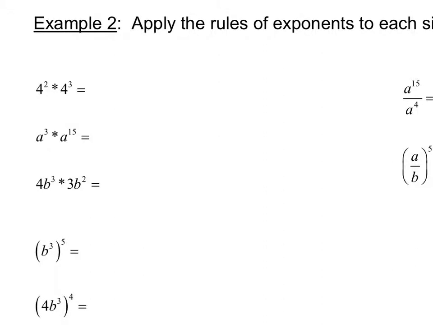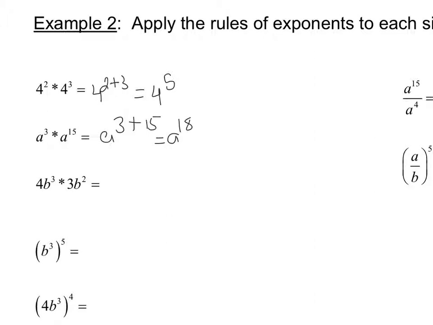So here it says, apply the rule of the exponents. So that'd be 4 to the 2 plus 3, which is 4 to the 5th. A to the 3 plus 15, which is A to the 18th. Now, for this first one, plug it into your calculator, hit 4 to the 5th, calculate.